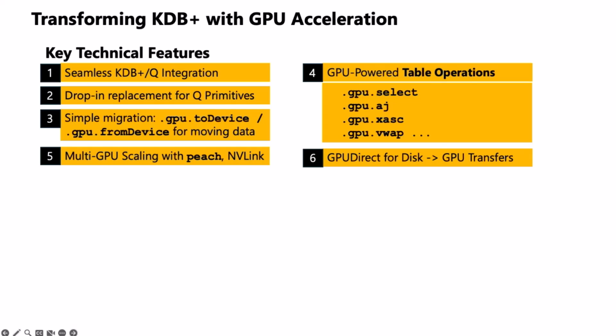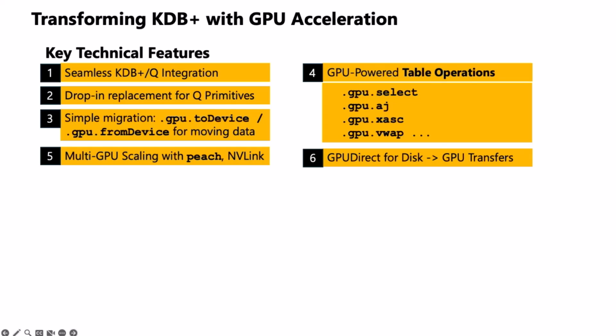A number of the table operations have been GPU-enabled, such as .gpu.select, essentially. So if you have a select statement, could we just swap out the select for .gpu.select and use the functional form of select in order to run it on the GPU? For as-of joins, there's .gpu.aj. For sorting, there's .gpu.xasc. For weighted averages, there's .gpu.vwap and others.